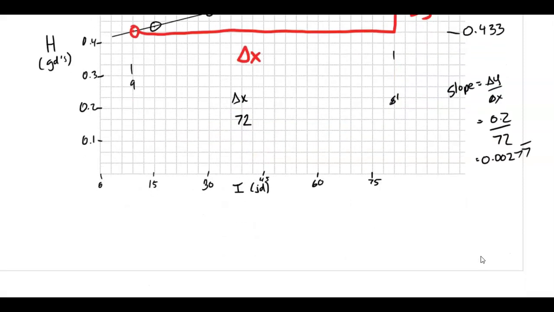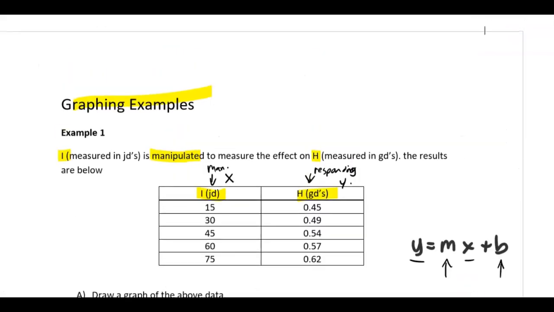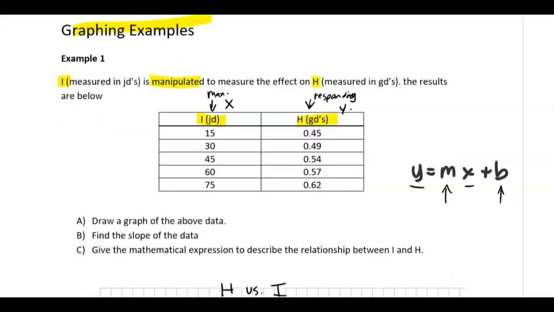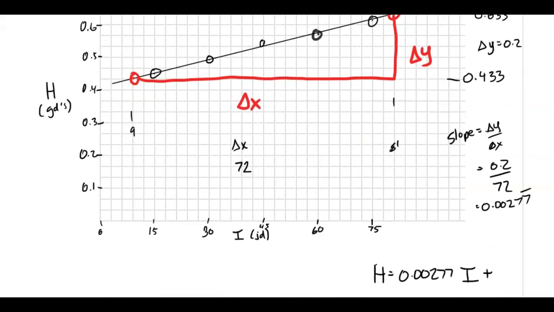So lastly, if you want to get the mathematical relationship, it's going to be y, which is h, the slope, 0.00277, what we have on the x-axis, plus the y-intercept. And so, on back a little far here, the y-intercept seems to be hitting somewhere in the neighborhood of 0.4. So we'll go plus 0.4. And that is your mathematical relationship.